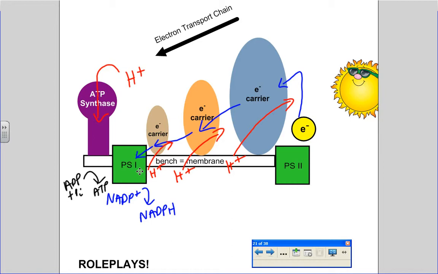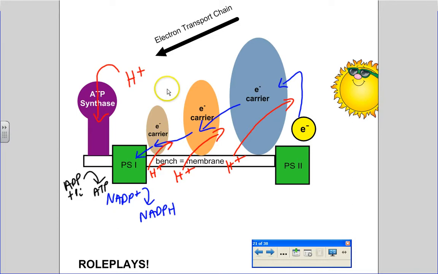In this case, the electron is going to replenish one that's been excited from photosystem 1. So again, light hits photosystem 1, and when it does, it triggers a couple of steps to happen, and ultimately NADP plus picks up the electron and forms NADPH, which is one of the materials that's required for the dark reactions.